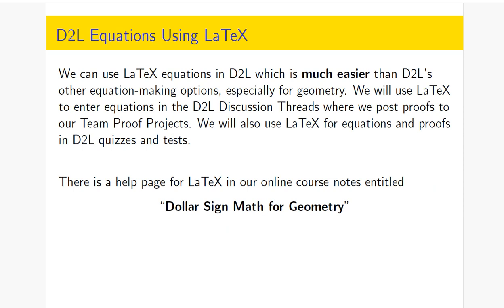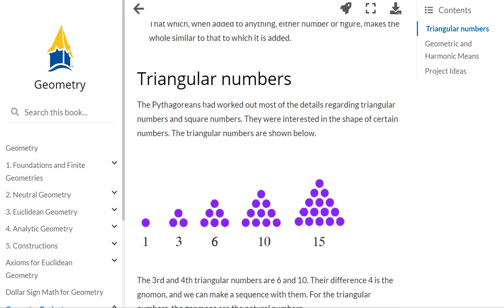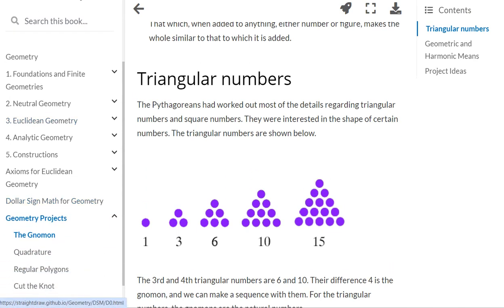And again, we're going to be using these LaTeX equations. It's also called $ math in a lot of places on the internet. So we're going to use LaTeX to enter our equations, both in our D2L discussion threads, and we'll use it in GeoGebra, where it displays a little better sometimes. Okay, and we do have a help page for LaTeX in our online notes for the course, right? So $ math for geometry.